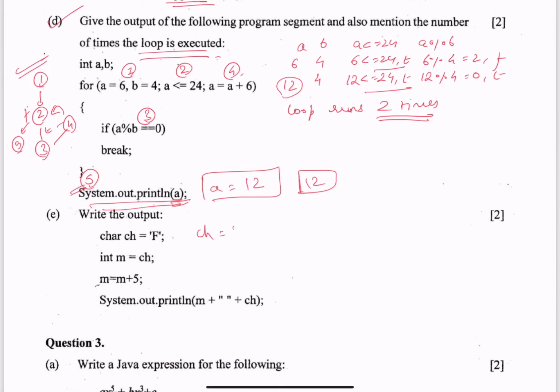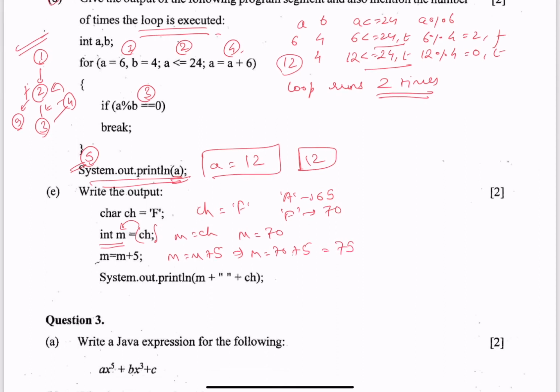So ch is equal to f, and it says m is equal to ch. We all know that character constants in Java are associated with ASCII values, which are integer values. Since a is 65, f will be 65, 66, 67, 68, 69, 70. So m is equal to ch, so m is equal to 70. Since m is an integer, whatever the value of ch is goes into m. Then m equals m plus 5, so m equals 70 plus 5 equals 75.